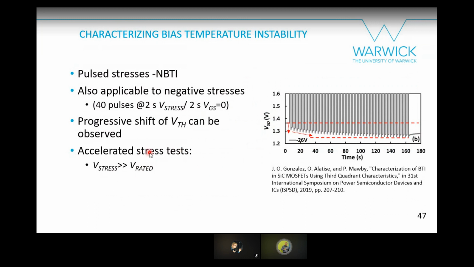And again, we are using accelerated stress tests. This stress voltage, minus 26, is way higher than the rated voltage. I mean, we just want to see the phenomena. This is not about checking the reliability of the device. So we are just using stress voltages that let us understand what's going on and characterize.